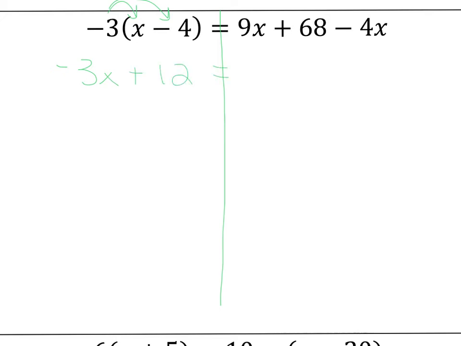Now, look at the right side. Do I have anything to distribute here? No. So I'm just going to copy all that. Wasn't anything to distribute. I'm going to bring it all down. Now I need to look for like terms. Look at the left side.